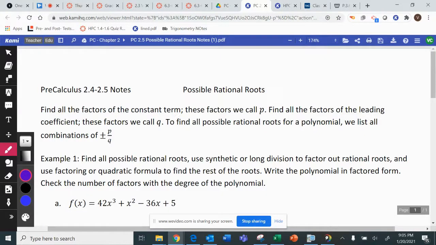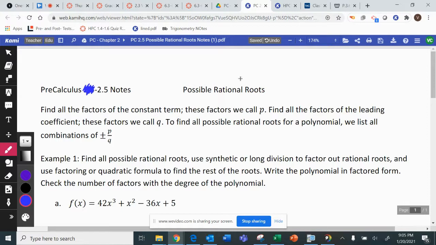Hello, pre-calculus. Today we are doing section 2425, and really it's more just 24 or 25, sorry. Not really much in 24. Doesn't really matter, just worksheets. Let's see. We are learning about possible rational roots.